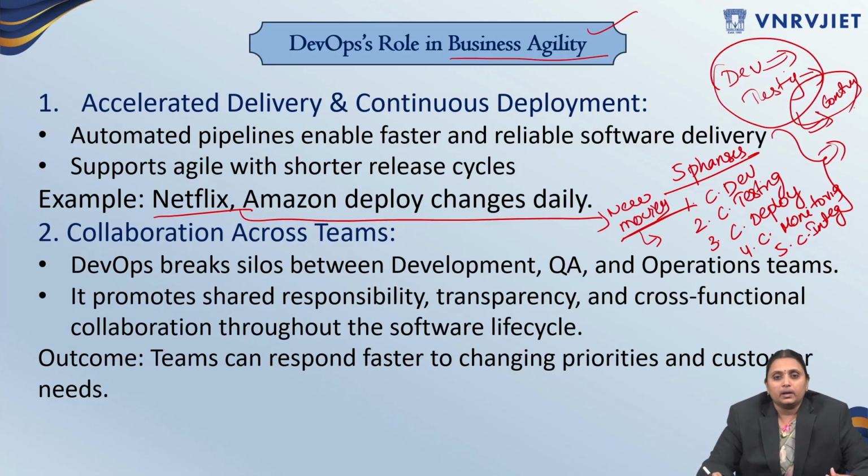To avoid that, DevOps adopts collaboration across the teams. DevOps breaks the silos between the development team, quality assurance team, and operations team. Everyone works together to deliver quality software, promoting shared responsibility, transparency, and cross-functional collaboration throughout the software development lifecycle. Finally, with collaboration across the teams, we can respond faster to changing priorities and customer needs.